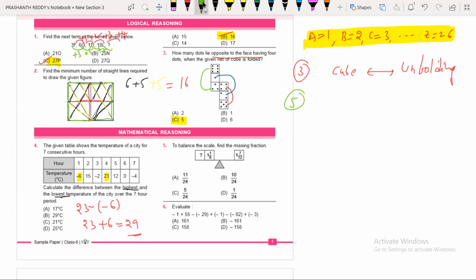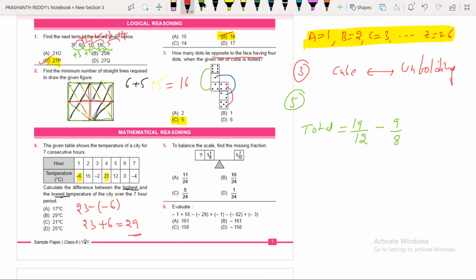Observe here, what is the total? First, we will try to identify the total. Total means 1 7 by 12 mixed fraction. 12 ones are 12, 12 plus 7, 19. 19 by 12 is the total quantity. From this, what are we subtracting? Observe here, 1 into 8, 8 plus 1, 9. 9 by 8 I am subtracting.